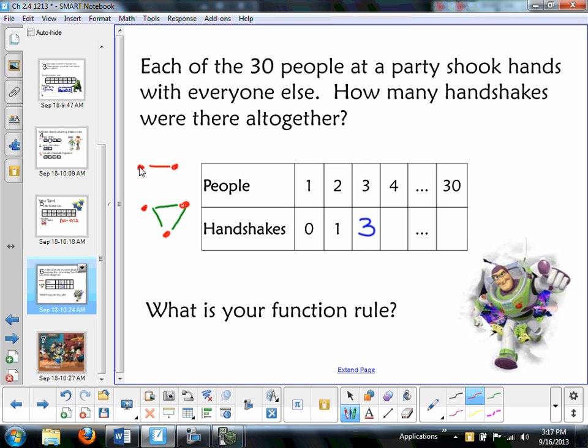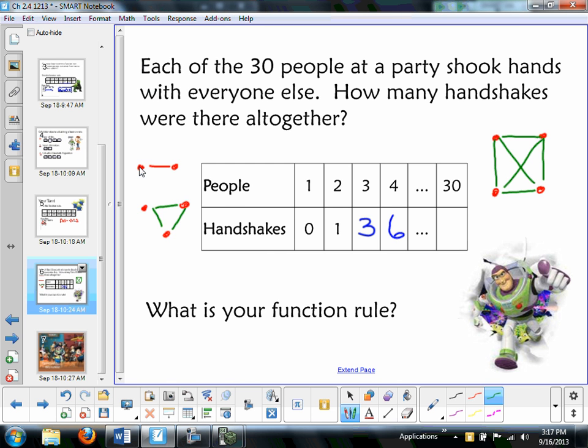How about 4 people at a party? 1, 2, 3, 4 people at a party. So let's start with this first person in the upper left-hand corner. They would shake hands with this 1, 2, 3. Let's go to the next person. 4, 5, 6. So there are 4 people, that means there would be 6 handshakes.